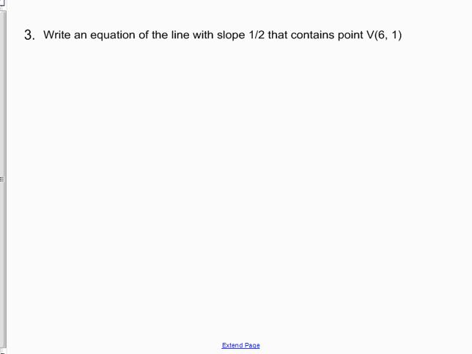Now we have to write an equation for the line with a slope of 1/2 that contains point V at (6, 1). Okay, the same thing goes here. We're going to use the point slope form: y minus y1 equals m times the quantity of x minus x1. Remember, this is (x1, y1). All right.